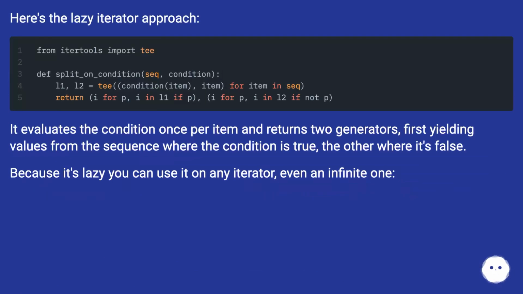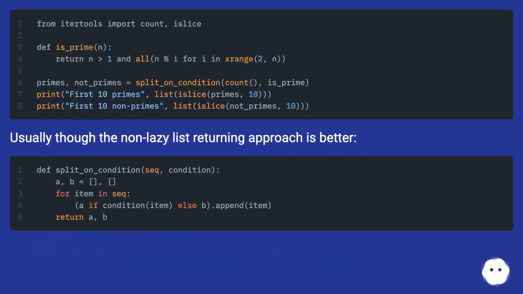Here's the lazy iterator approach. It evaluates the condition once per item and returns two generators, first yielding values from the sequence where the condition is true, the other where it's false. Because it's lazy, you can use it on any iterator, even an infinite one. Usually, though, the non-lazy list returning approach is better.